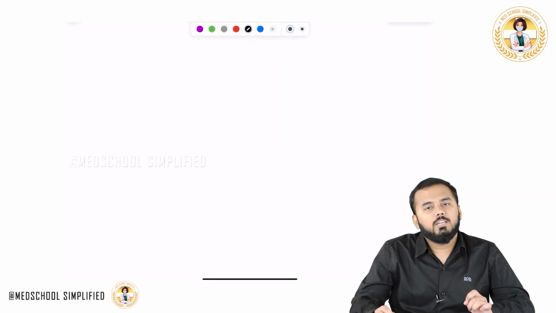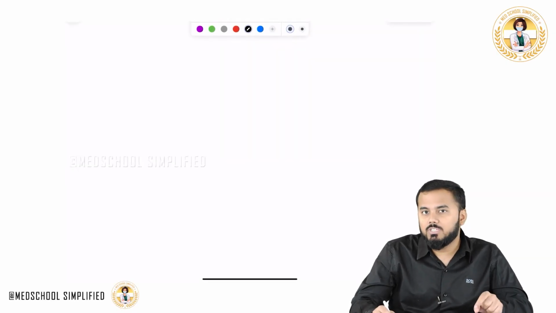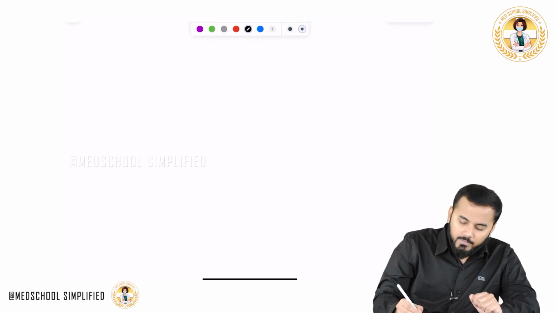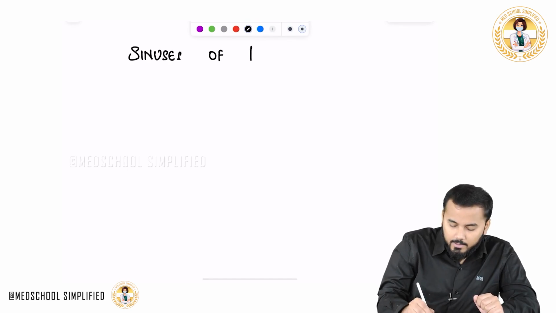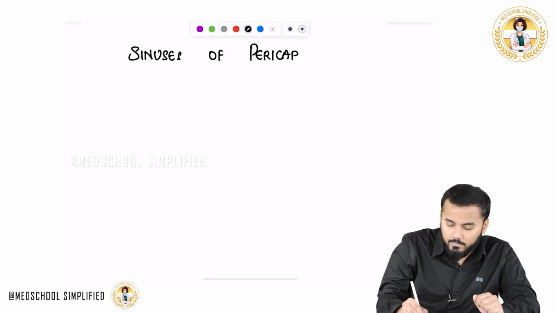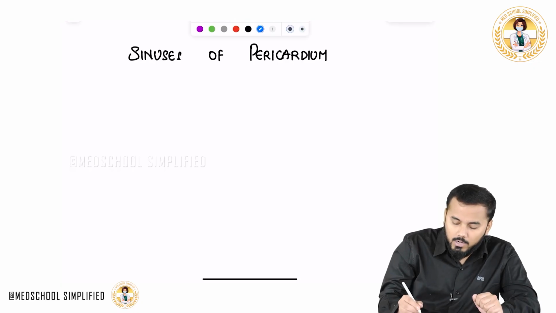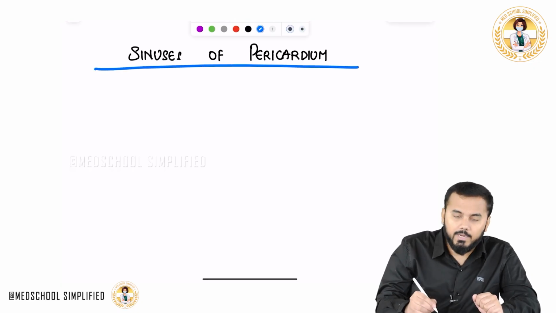Hello guys, so now we shall be discussing the sinuses which are located within the pericardium. This is one of the very important topics. We shall discuss the sinuses of the pericardium. So what are the different kinds of sinuses in the pericardium, guys?